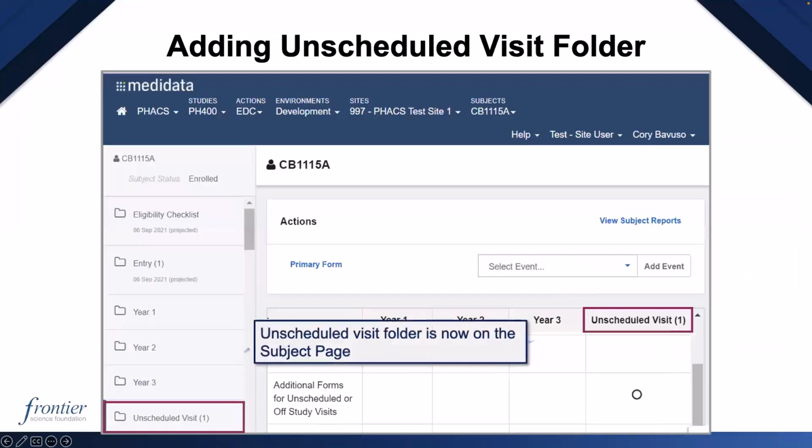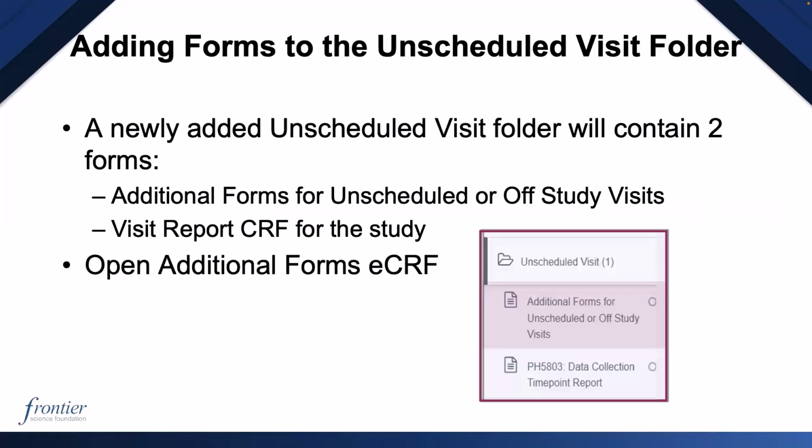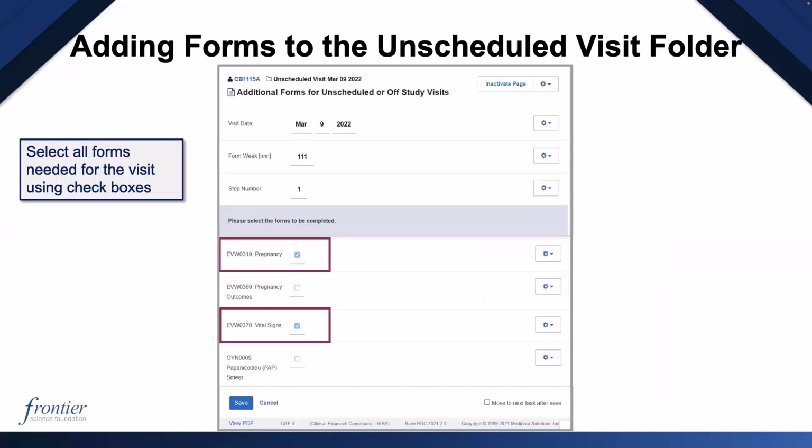The unscheduled visit folder now appears on the subject page in both places, the subject grid and the side pane. If you were to click over here in the side pane, you're going to see that there are two forms in this folder. We've got the additional forms for the unscheduled or off-study visits, and we've got our data collection time point report. You're going to open up the additional forms form, and here's what you'll see.